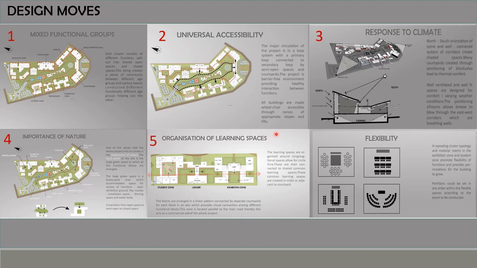5. Organization of learning spaces. The blocks are arranged in a linear pattern connected by separate courtyards for each block in an axis, which provides visual connection among different functional blocks. 6. Flexibility. Partitions could be set in any order within the flexible spaces according to the event to be conducted.